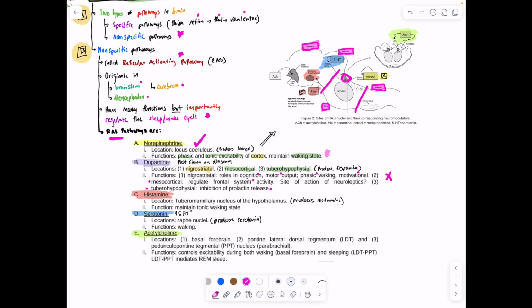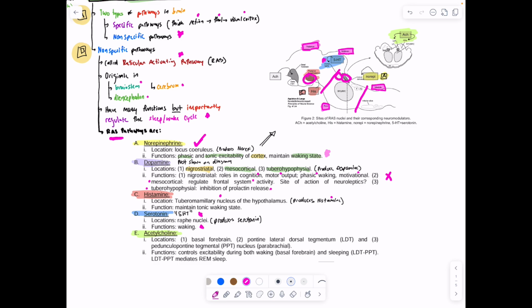And then histamine, we have the tuberomammillary nucleus of the hypothalamus. This is going to produce histamine. And so you can see here, posterior hypothalamus, and we have this tuberomammillary nucleus. And then we have the raphe nucleus, which produces serotonin, and it functions in waking. And so you can see that here, dorsal raphe, located in the rostral pons.